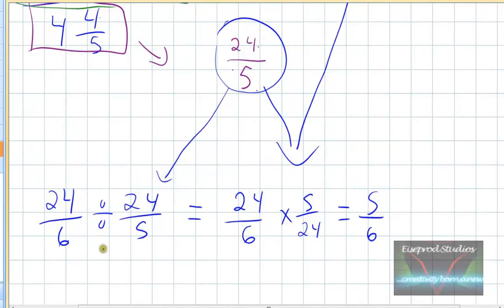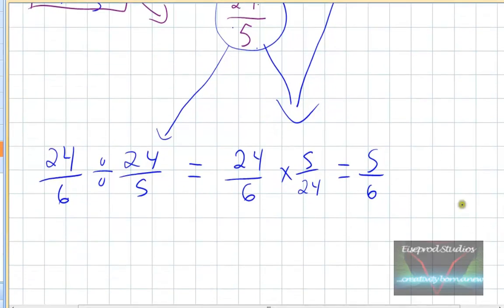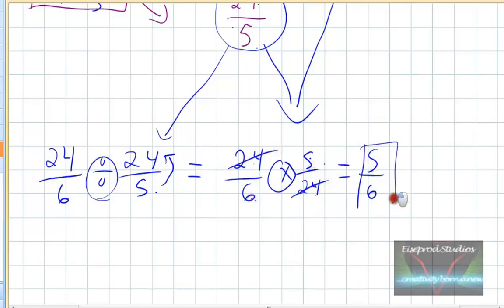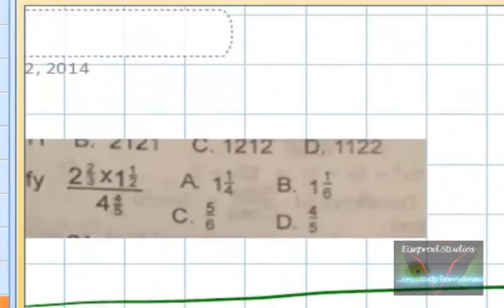And so now what we're going to do is change it so that we can easily do the math here. Dividing fractions can be kind of tough, but we can easily change it over by making this division sign into a multiplication sign and flipping these, or taking the reciprocal. So now instead of 24 over 5, we have 5 over 24. And so 24 over 6 times 5 over 24, you can cancel the 24s and you're left with 5 over 6 as your answer, which was C.